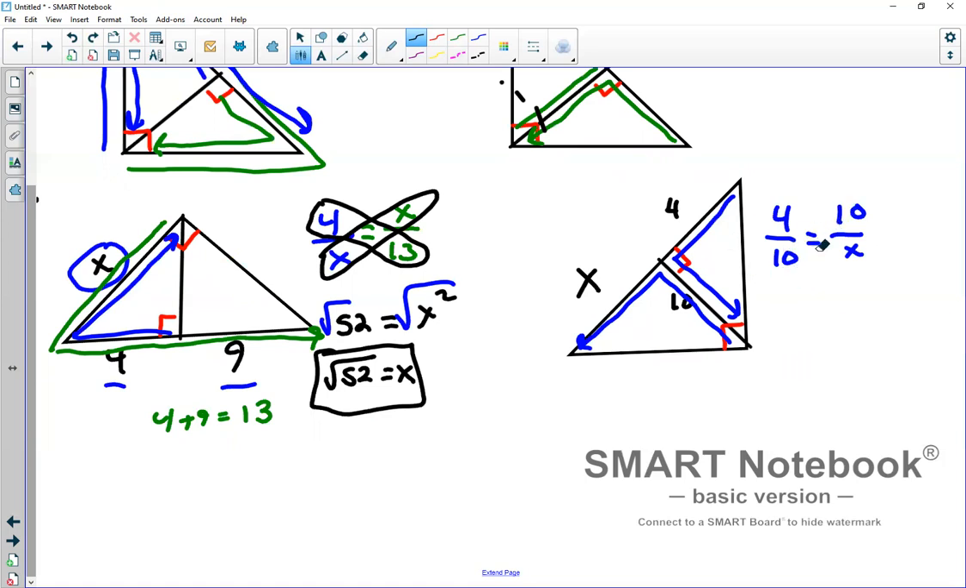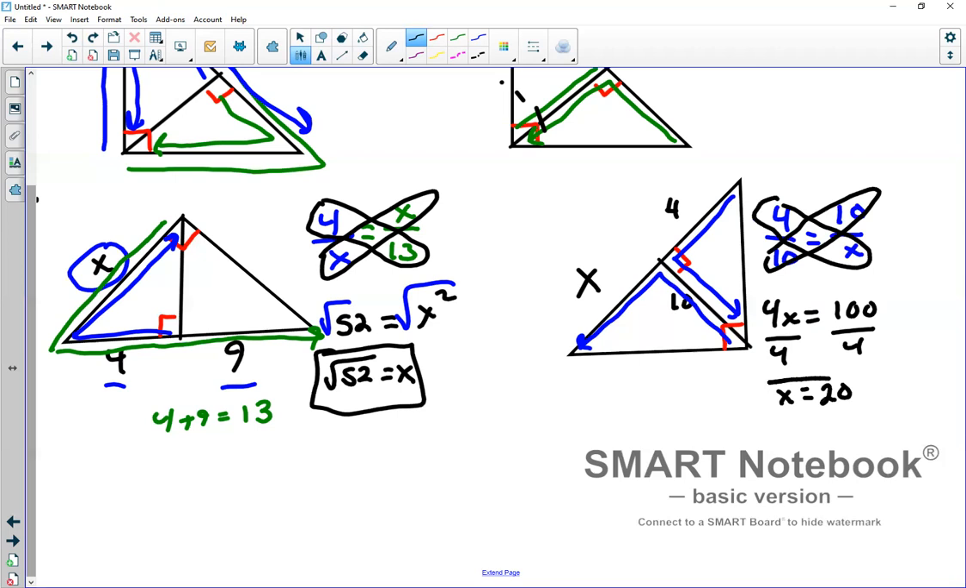So time to do a little math. I'm going to again cross multiply. So I have 4 times x equals 10 times 10, which is 100. Divided by 4, divided by 4. X equals 100 divided by 4, which happens to be 25. There's no square on the x, so I don't have to square root anything. So it's just x equals 25.